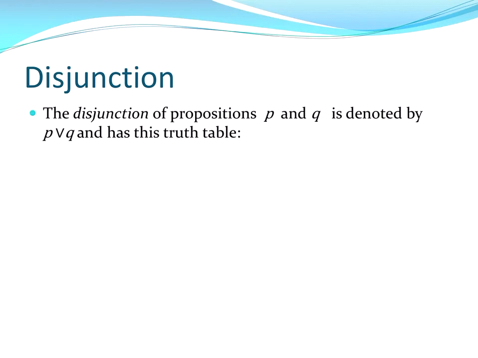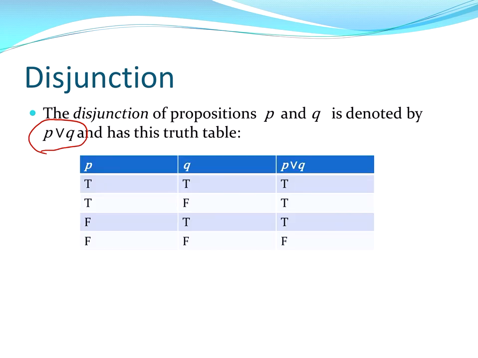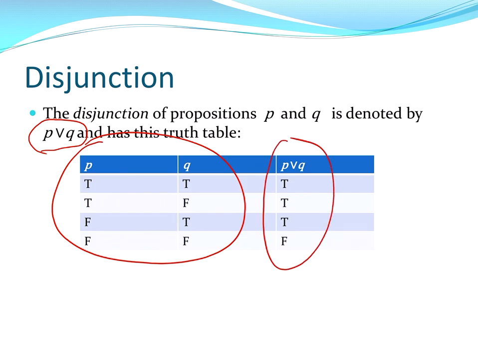Disjunction will be like "or." Here's the use of it. The disjunction of propositions P and Q is denoted by P ∨ Q, and you could read it as P or Q. And in this case, it has a truth table with the same values for all possible values of P and Q, but this time the truth table is different. P disjoined with Q is true whenever either P or Q is true, or both. And only when they're both false is P or Q false.